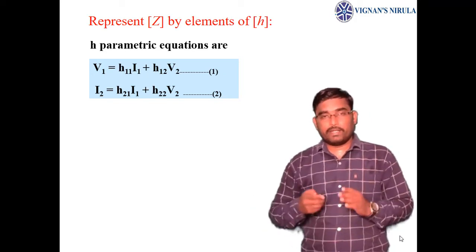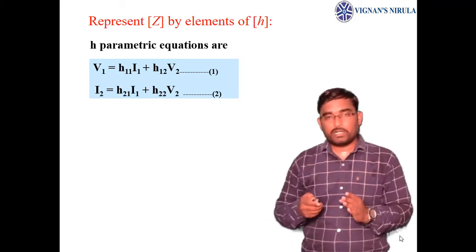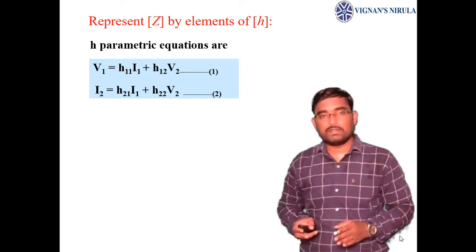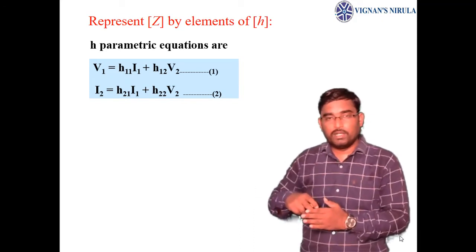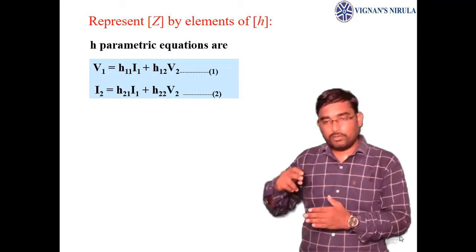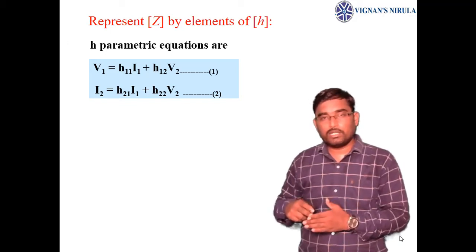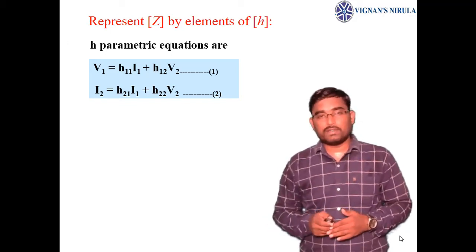So again I repeat, if you want to represent one parameter in terms of another parameter, first we need to take the other parametric equations, then we need to modify these, and finally we need to get the two equations which should appear similar to the first parametric equations.